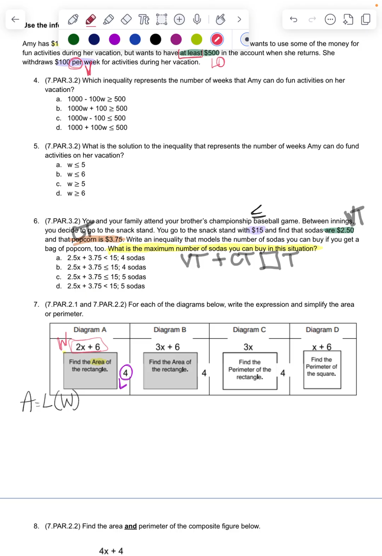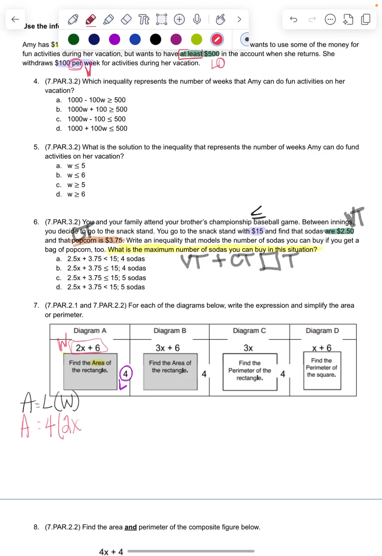I'm going to put that into area equals length times width. My length is 4, my width is 2x plus 6. Now I'm ready to simplify this by using the distributive property. 4 times 2 is 8x. 4 times 6 is 24. And that's all I can do. So the area is 8x plus 24. Okay? I just did diagram A.